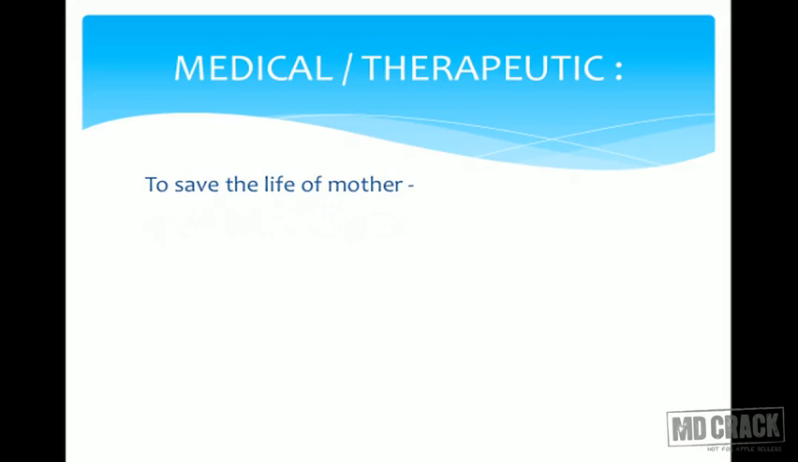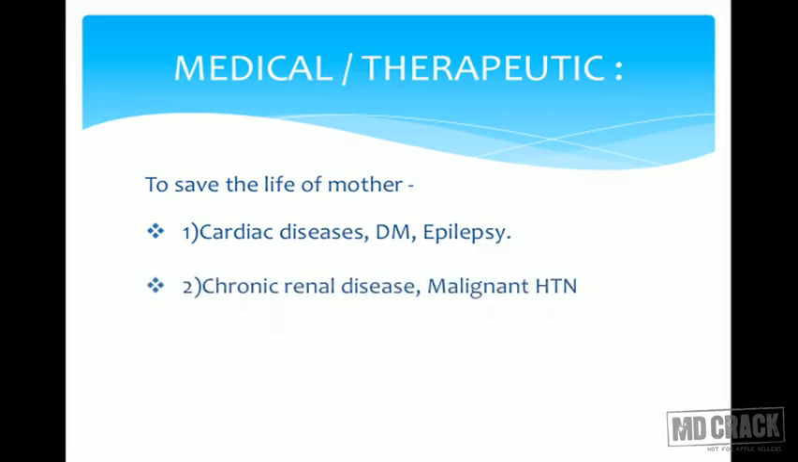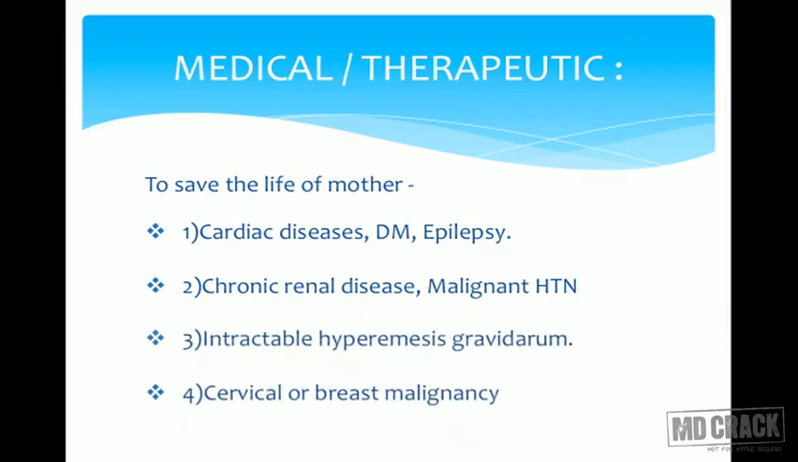Now let's see, what do we mean by medical or therapeutic grounds? It means that we want to terminate the pregnancy to save the life of that particular woman. In which cases? Suppose, for example, she has severe cardiac disease or uncontrolled diabetes, epilepsy, chronic renal diseases, malignant hypertension, intractable hyperemesis gravidarum, cervical or breast malignancy. So these are certain issues where her treatment or her life takes the priority, and on that basis we can terminate the pregnancy, because growing a pregnancy in such a sick woman is troublesome to her. It can endanger her own life. To save her life, we can go ahead and terminate that particular pregnancy.